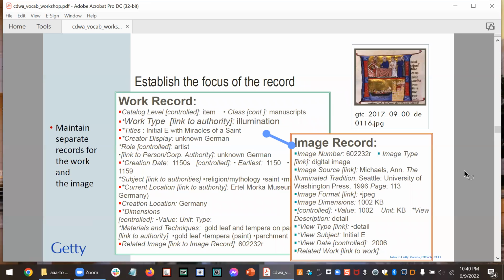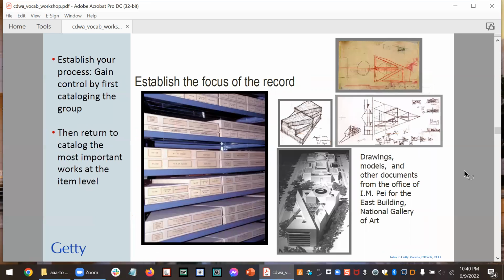It is very common to put all the information about what is depicted in the image in the same record as the image information, and this causes confusion and makes it difficult to use in research and discovery. If you're cataloging large groups and large collections, you need to establish a process. Of course, you should first gain control, perhaps, by cataloging the large group in a general way, and then maybe return at a later time to catalog the most important works at the item level, if you can't catalog every single work in an item on the item level.